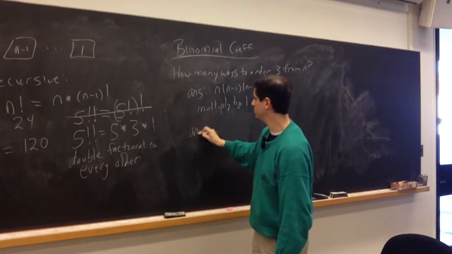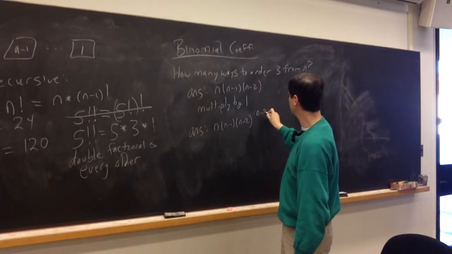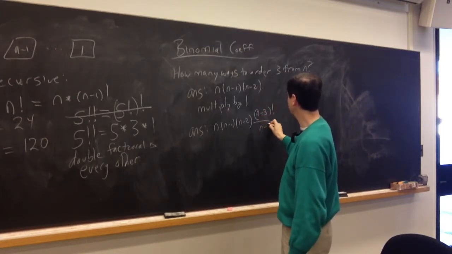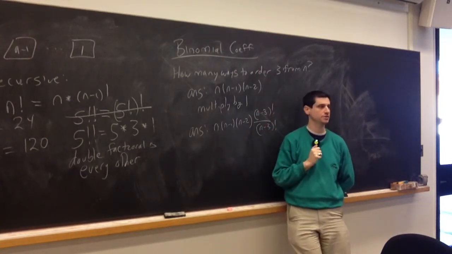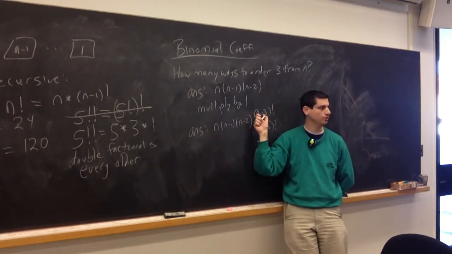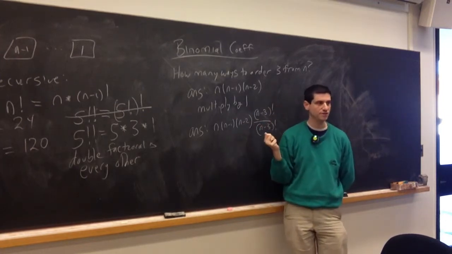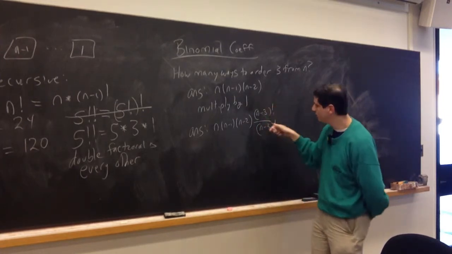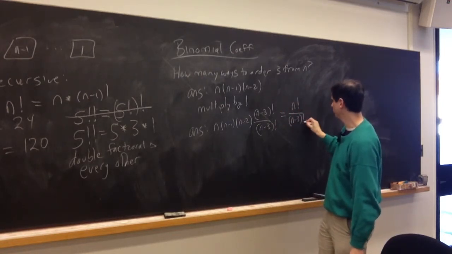So now our answer is n, n minus 1, n minus 2. Let's multiply by n minus 3 factorial over n minus 3 factorial. We've just multiplied by 1. Have we changed the answer? No. The reason we do this is n, n minus 1, n minus 2 is looking like a factorial, but it's not. It doesn't go all the way down. Well, let's have it go all the way down. We can't just have it go all the way down without changing the value in general. So what do we do? We then divide by what we multiplied by. And now we get n factorial over n minus 3 factorial.